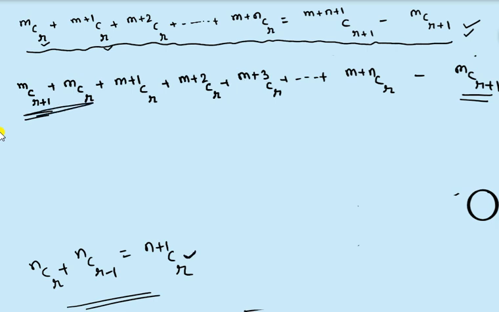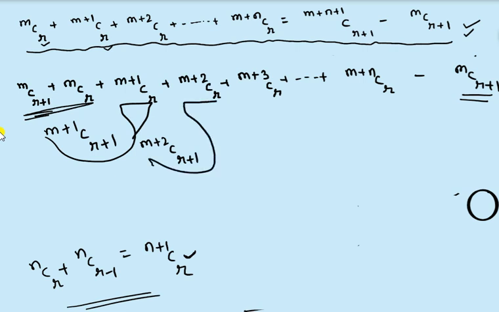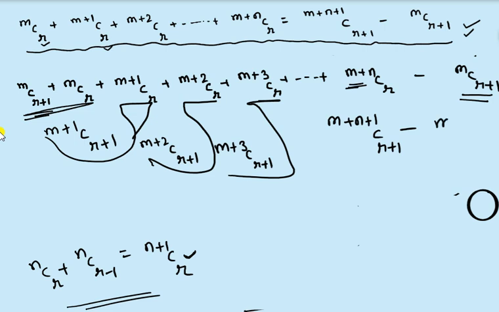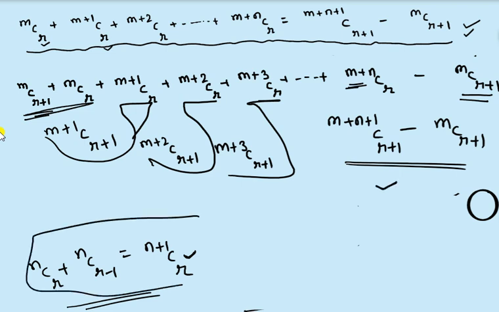What about this one? We can write this one as (m+1)C(r+1). Again, what about this one? These 2 summed, you will get (m+2)C(r+1). Now what about these 2 summed? You will get (m+3)C(r+1). Again, what about these 2 summed, and so on. If you continue, here also we have to add plus 1. That's why you will get (m+n+1)C(r+1) minus mC(r+1) as the answer. That is the way to prove this particular result, by using Pascal's identity.